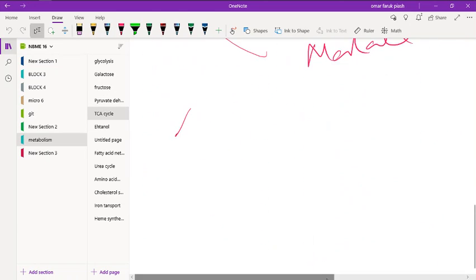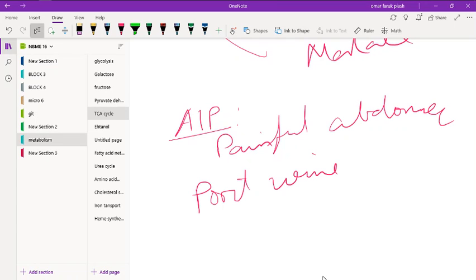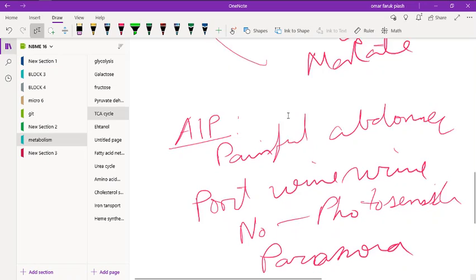In AIP, that means acute intermittent porphyria, what will happen? There is painful abdomen, there is port wine urine, there is no photosensitivity, and there is paranoia. And never give barbiturate to a person having acute intermittent porphyria.